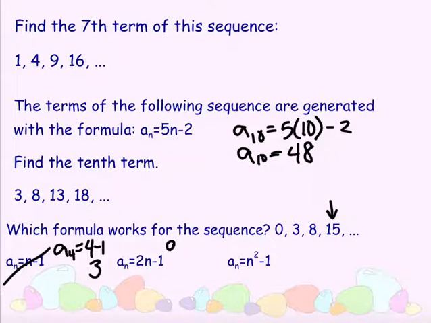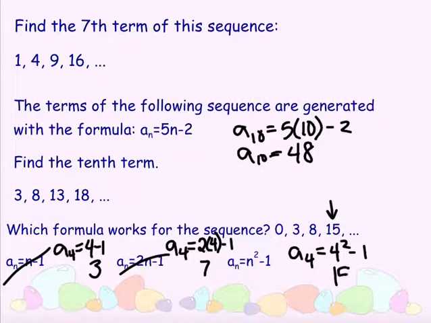A sub n, so we do a sub 4. So we have 2 times 4 minus 1, so 8 minus 1 is 7. That's also not going to work because we're looking for that 15. And last one, a sub 4, so we have 4 squared minus 1, or 16 minus 1, so we get 15. That one works. We can try it for all of the other ones, but it does work because each one of those is actually one less than its square.